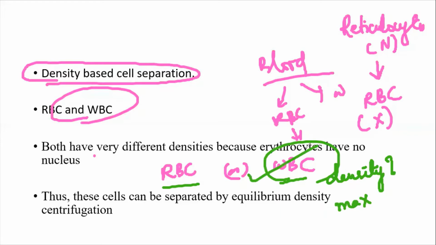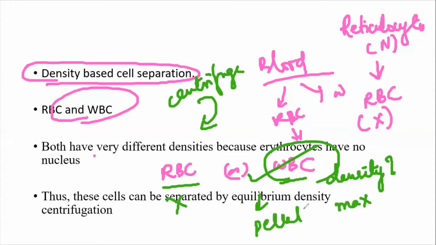Very good. So the answer is WBC because RBC doesn't have the nucleus. So based on the density, if you spin, or otherwise called centrifuge, what will happen? At higher centrifugal speed, your WBC will be seen at the pellet and RBC you can see on the top. As compared to RBC, WBC is going to have the maximum density, so it will be seen as the pellet. This is how you can separate your RBC and WBC. This is just one simple example.